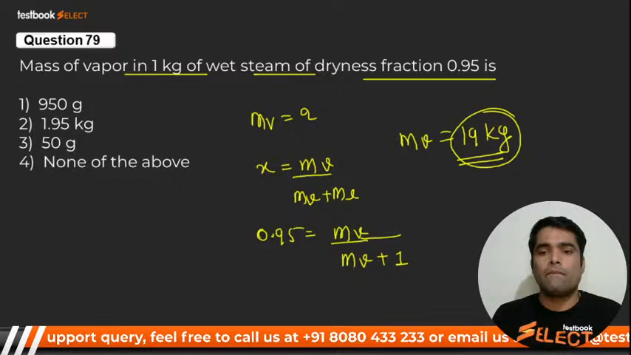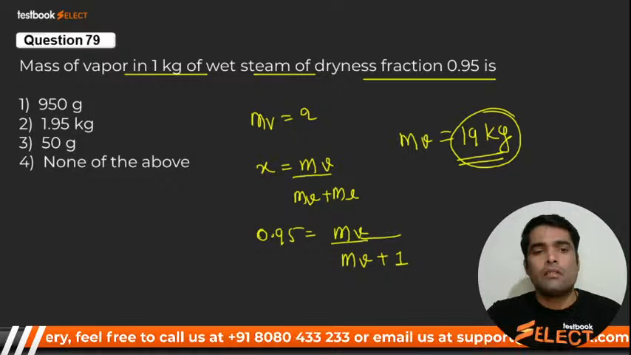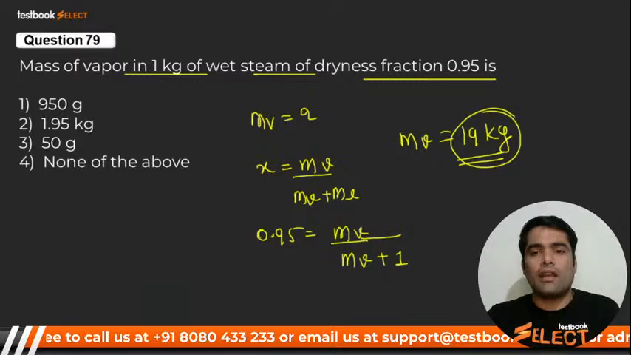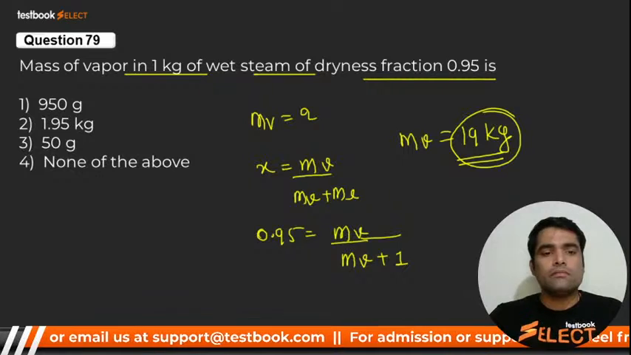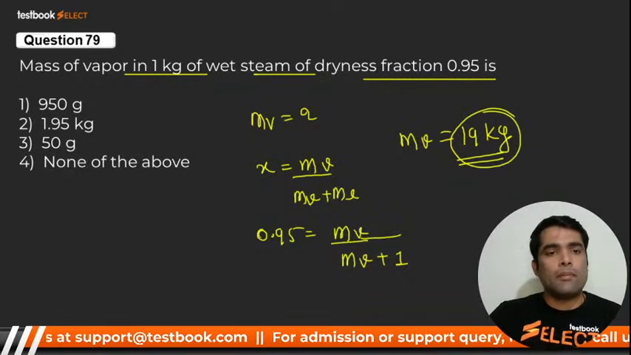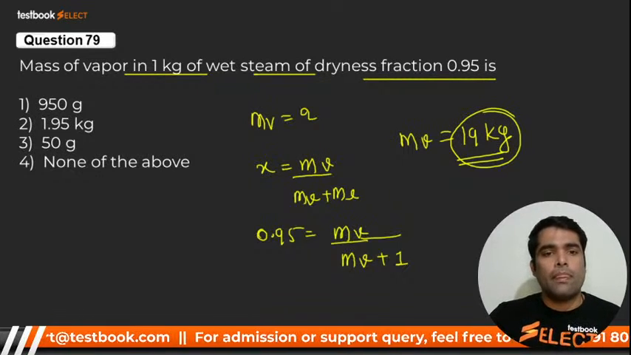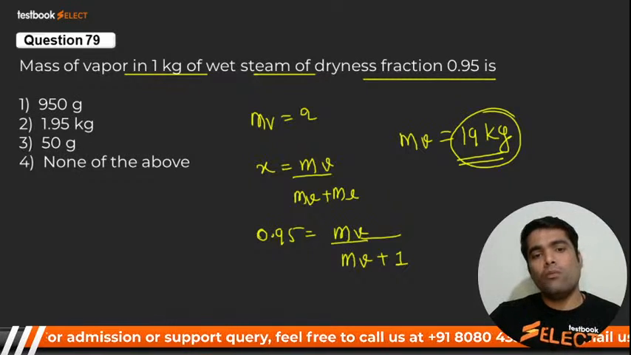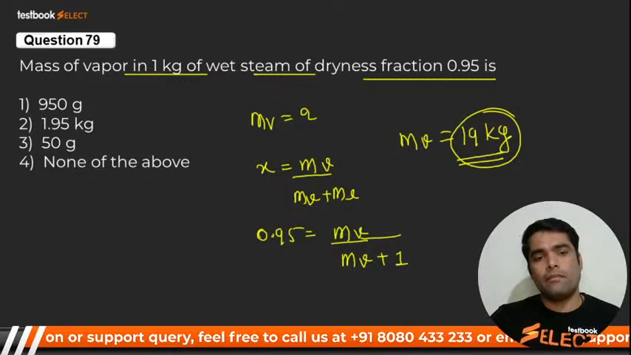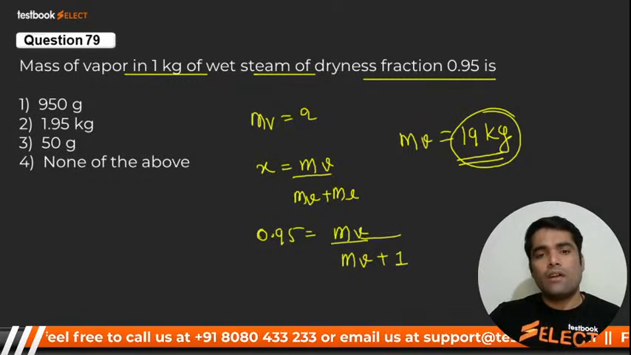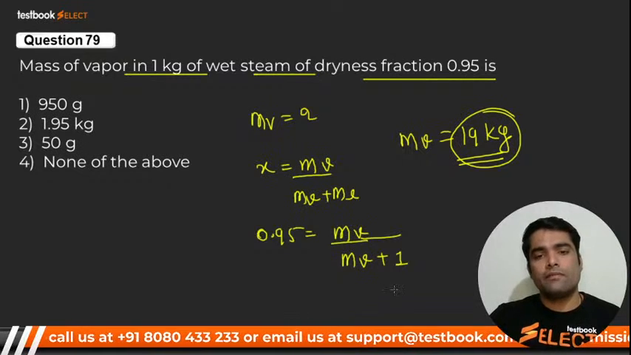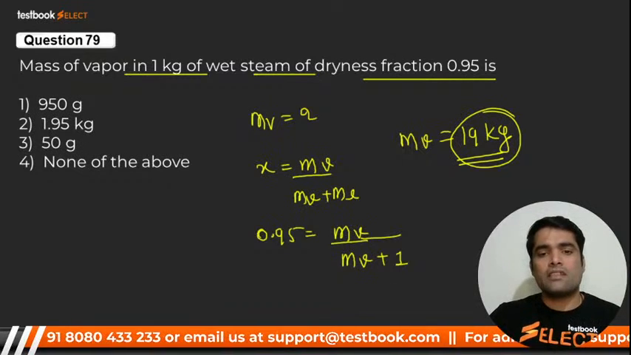Okay, none of the above is coming for option 4. Let me check the question once again. Yes, mass of water vapor is given, right? Mass of vapor in 1 kg of wet steam, 1 kg of wet steam of dryness fraction 0.95. Wet steam means what, my dear?